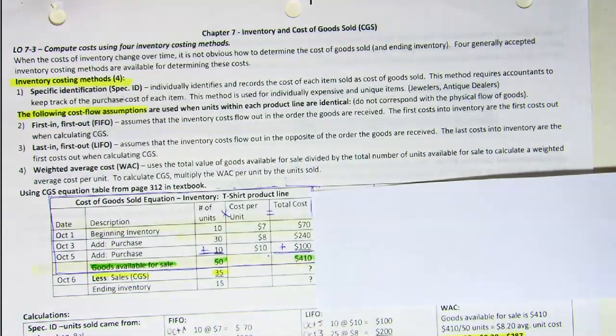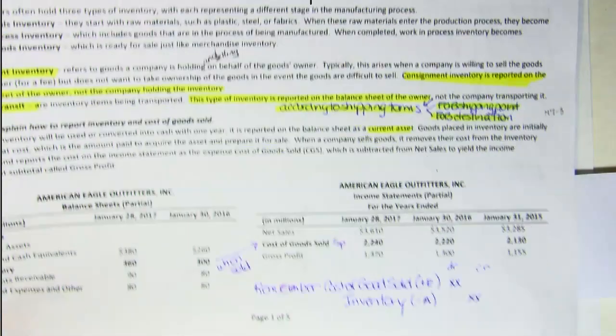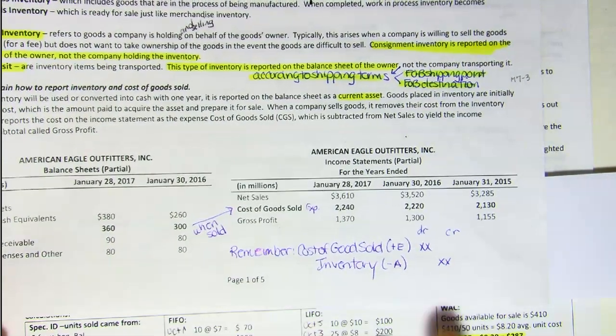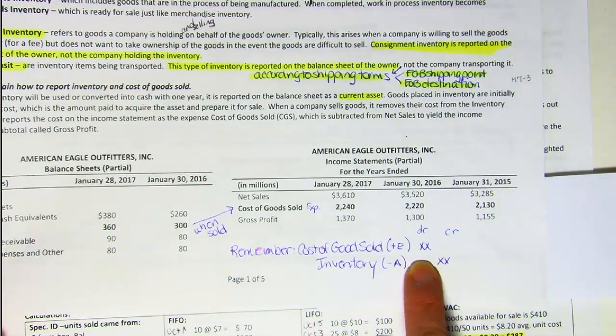So a car has a VIN number, so you can actually know what you paid for that by looking that up on the invoice. Or jewelers, antique dealers, art dealers, you know what you paid for each item because they're unique and easily identifiable. And so the amount you use for this entry is easy. You just use the actual cost.